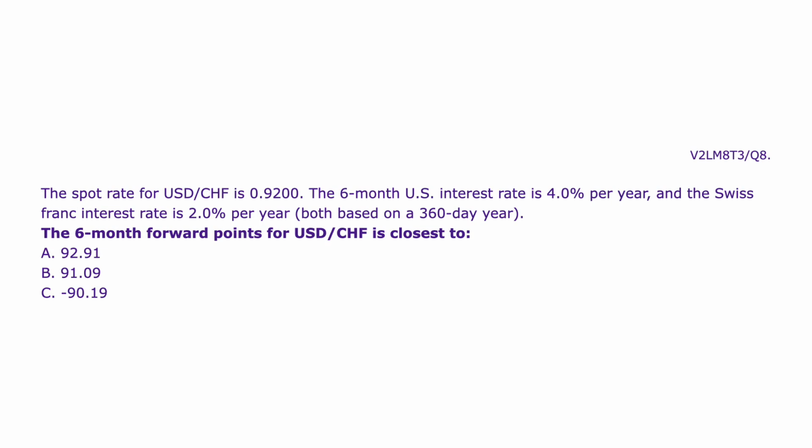The spot rate for USD/CHF is 0.9200. The 6-month U.S. interest rate is 4.0% per year, and the Swiss franc interest rate is 2.0% per year, both based on a 360-day year. The 6-month forward points for USD/CHF is closest to: A, 92.91; B, 91.09; C, negative 90.19.